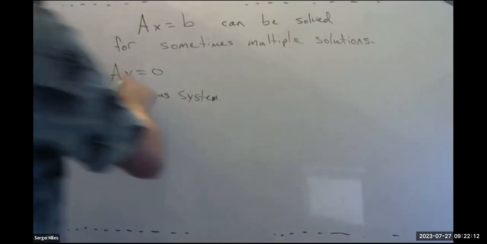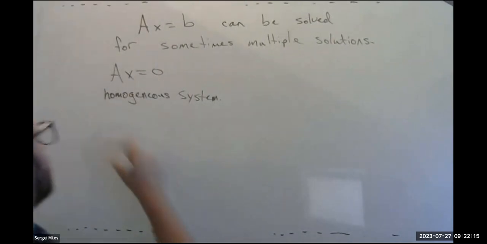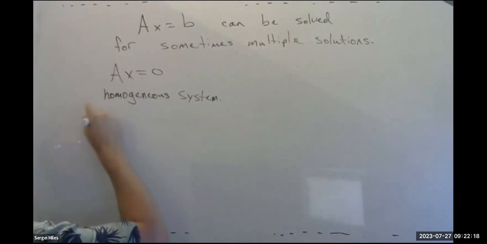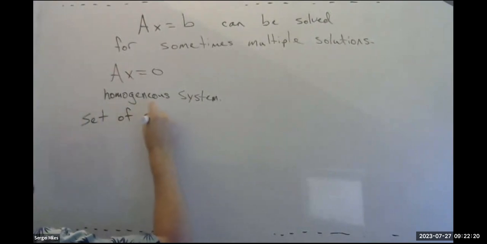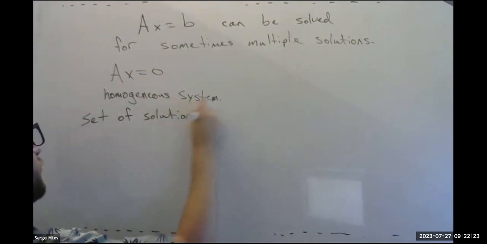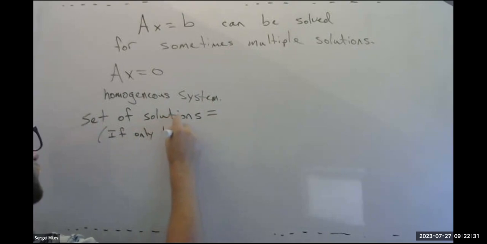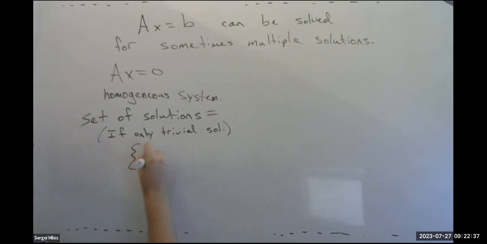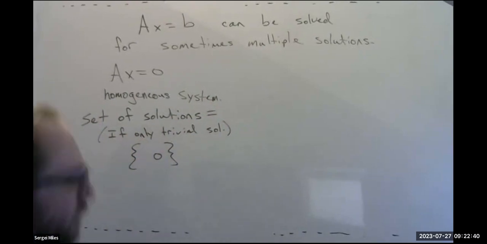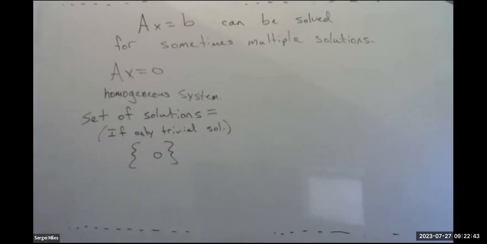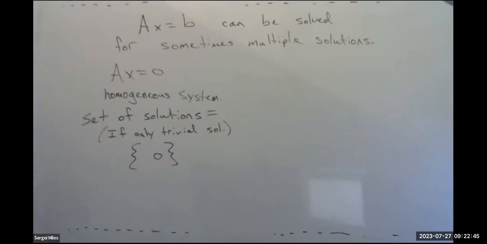In fact, if I were to think about the set of solutions for the homogeneous system, well, if only trivial solution, then that means my set contains only the 0 vector. All right, so this is a small set. In fact, it's a finite set with only one vector in it. But in fact, while it's kind of a funny example, this is a subspace.